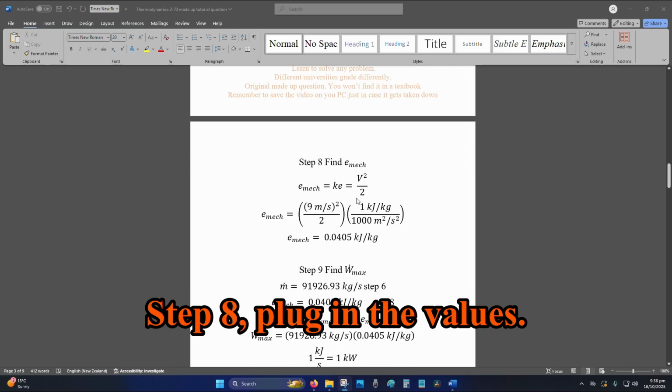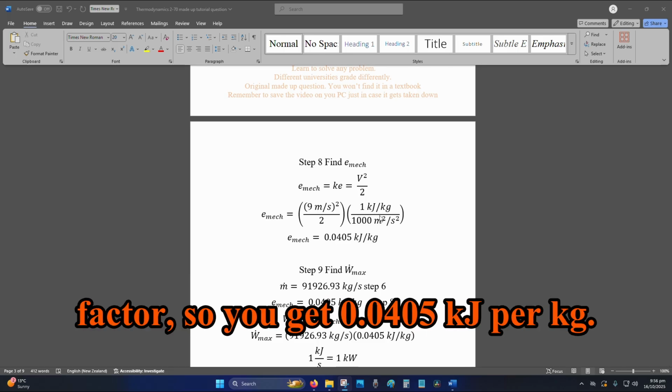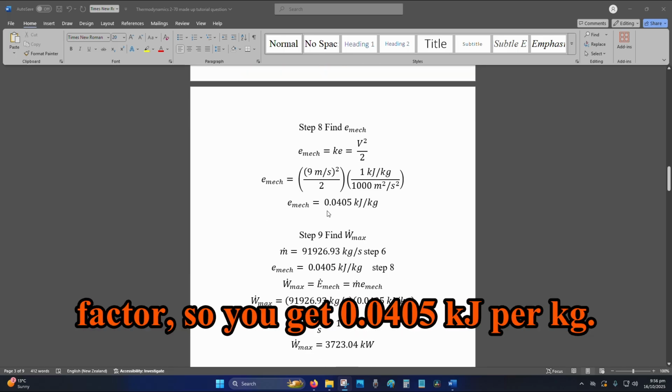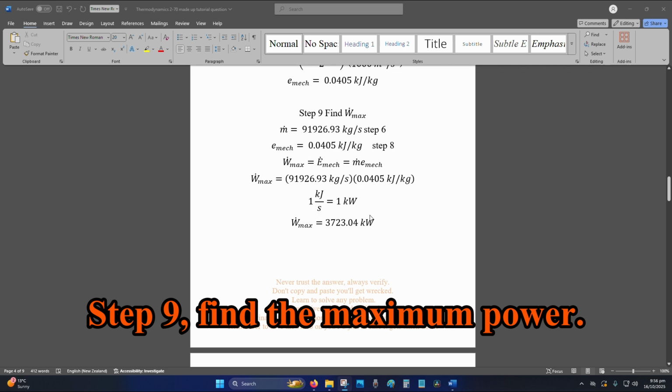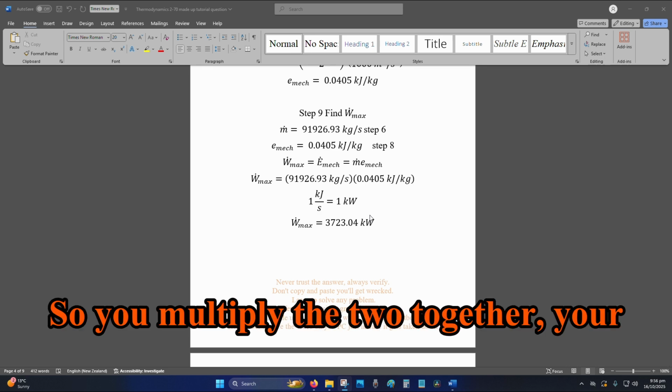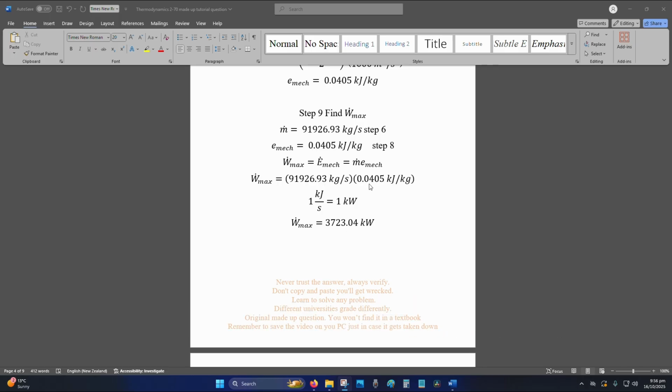Step 8, plug in the values. Make sure you multiply by the conversion factor. So you get 0.0405 kilojoules per kilogram. Step 9, find the maximum power. So you multiply the two together, your mass flow rate by your specific mechanical energy.